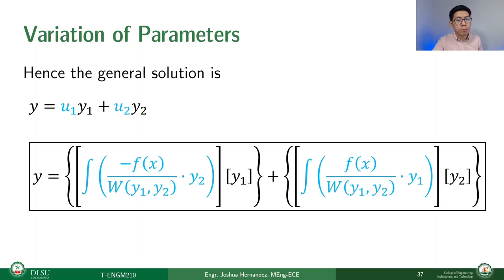Now, if we put it all together to get the general solution, we get u sub 1 y sub 1 plus u sub 2 y sub 2. Hence, y equals the value we got for u sub 1, which is negative f of x over the Wronskian times y2, multiplied by this y1, and then this part here is u sub 2, multiplied by y sub 2. This is true for a second-order linear differential equation.